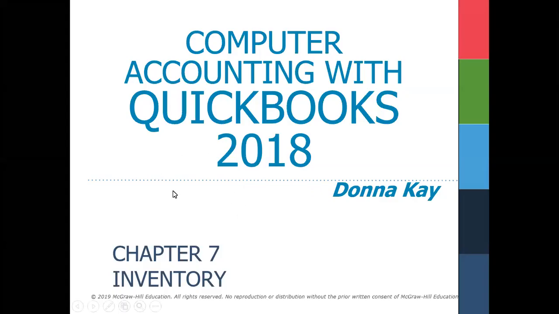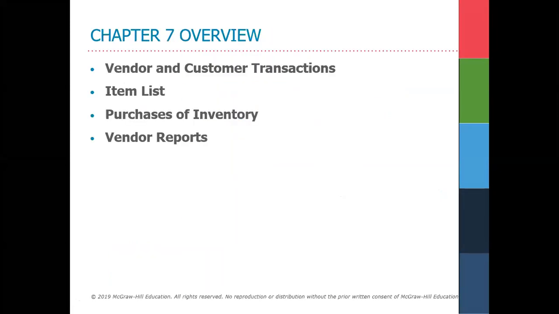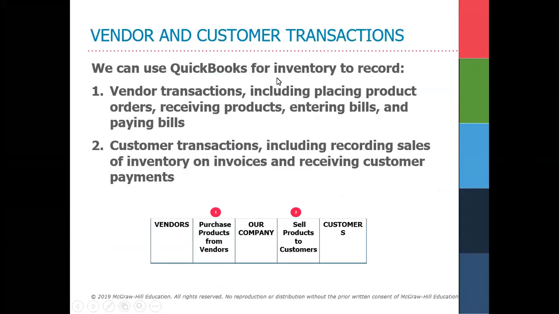We're going to continue with chapter 7, inventory. The topic is inventory, and we're going to do vendor transactions, but what I'm concentrating on today is the item list and how to add inventory pieces. I'm going to explain the items, purchase of inventory, and vendor reports. We're also going to do one more thing: we will pay the sales tax, to finish up chapter 7. And chapter 8, we're skipping because we're not doing payroll.